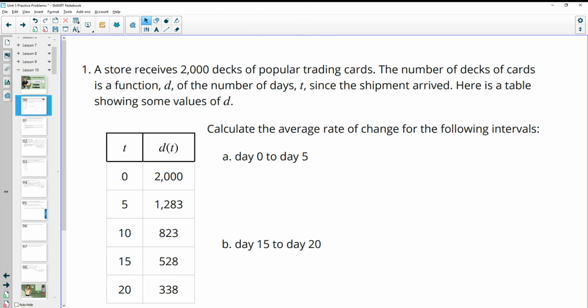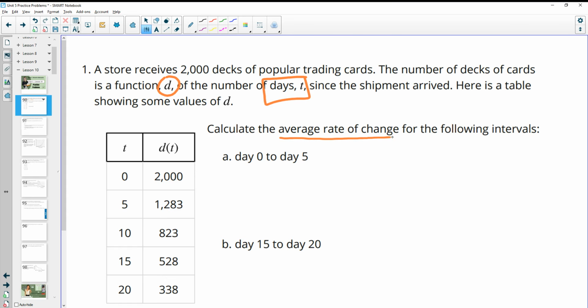Number 1, a store receives 2,000 decks of popular trading cards. The number of decks in a function we're going to call D, and that's going to be the number of days T since the shipment arrived. So we've got our variables here. D is our number of decks, and T is our number of days. Calculate the average rate of change for the following intervals.